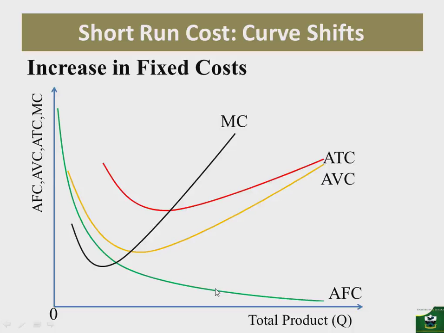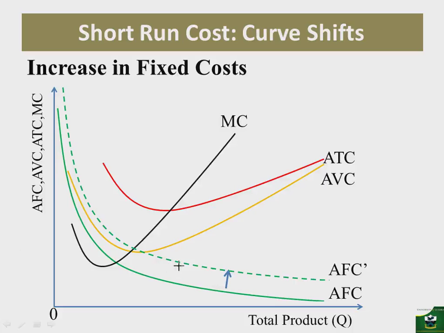For the fixed cost, if the firm has seen a new plant where it wants to build and then incurs a cost in building that plant, it means the fixed cost will increase. And the increase in the fixed cost will mean that the average fixed cost will also rise. With this, we will have an upward shift in the average fixed cost curve to the new average fixed cost curve prime, which is the dotted green curve here.